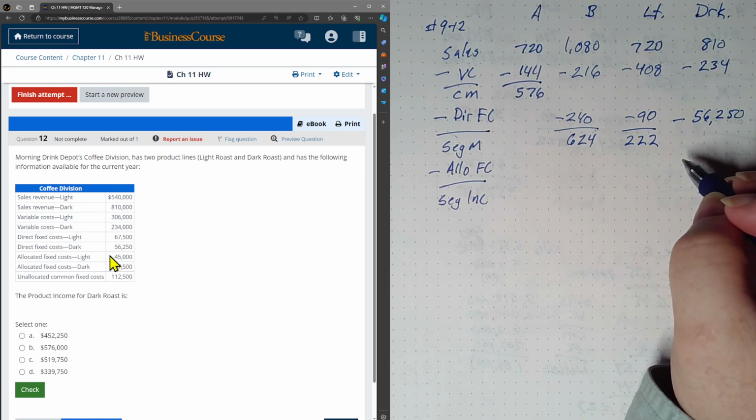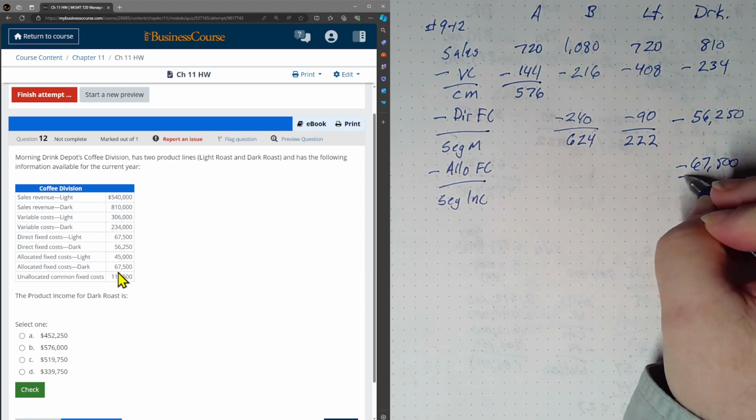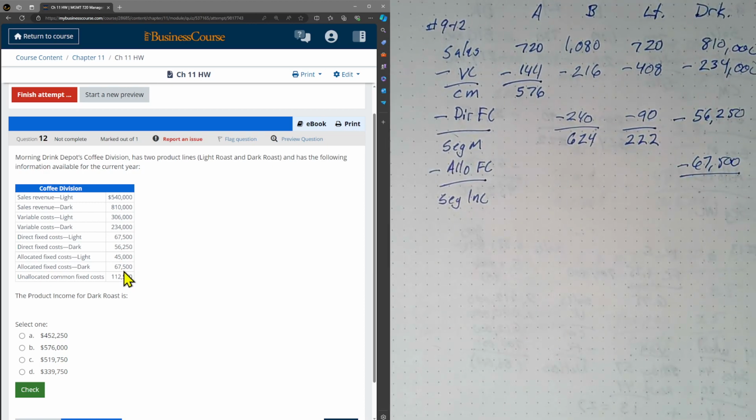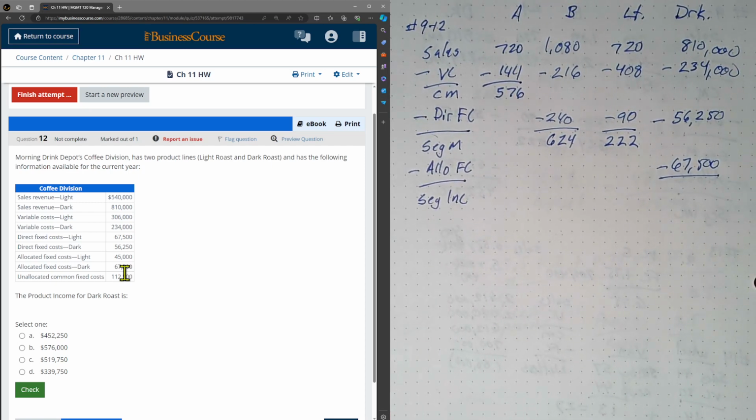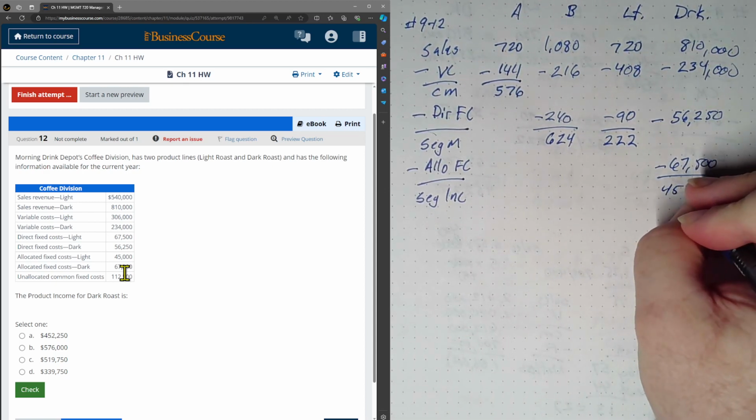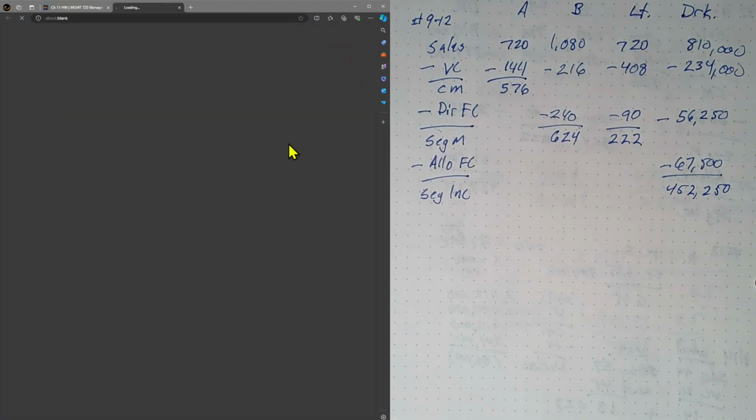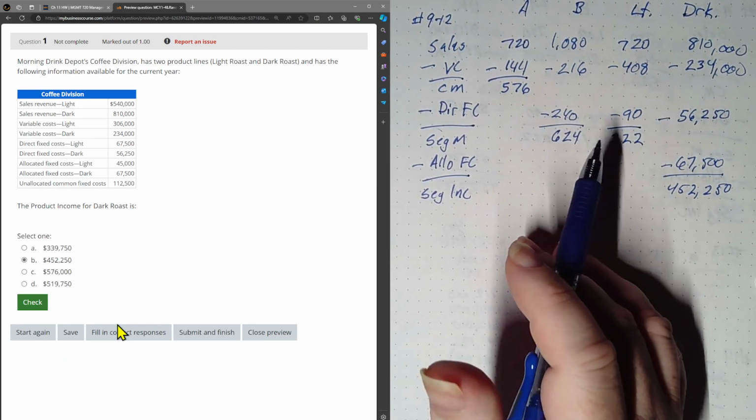And then allocated fixed costs for dark is minus 67,500. So I guess I'll have to add the zeros here. And let's see what we got. So I've got 452,250. Oops, we didn't bring it to the preview. Let's see, 452,250. Okay, so that's correct.